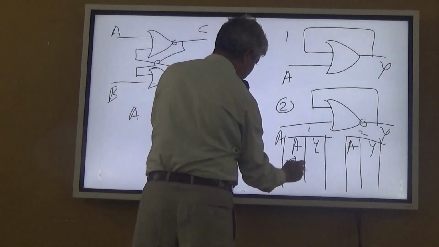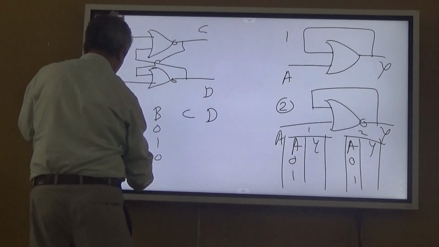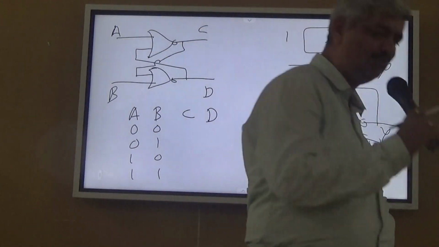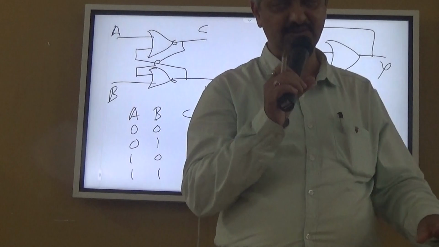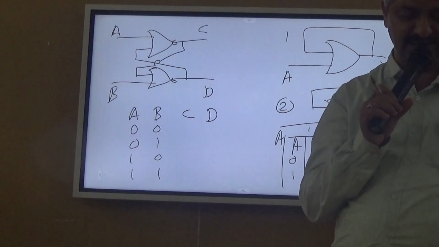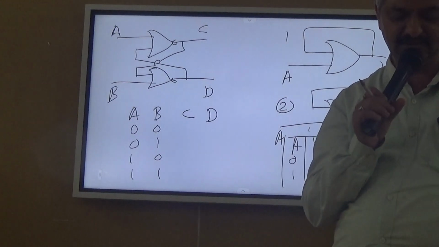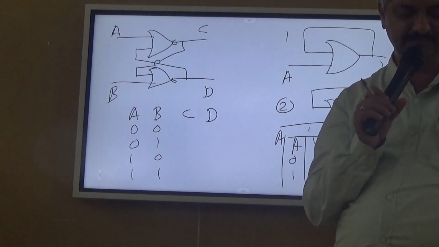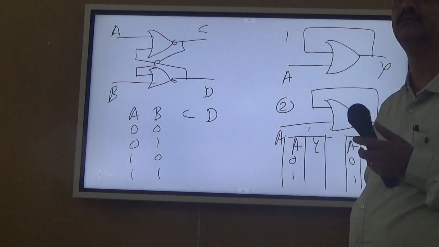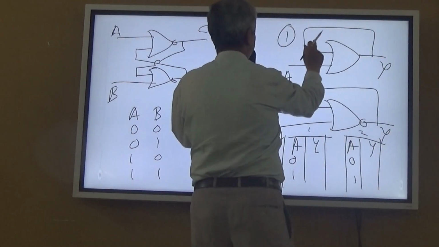So A is 0 or 1, and here A B is 0 0, 0 1, 1 0 and 1 1. If you watched the videos, then you must have seen this. In the first case, the right top corner circuit, what is the answer? For this circuit, what is the answer?